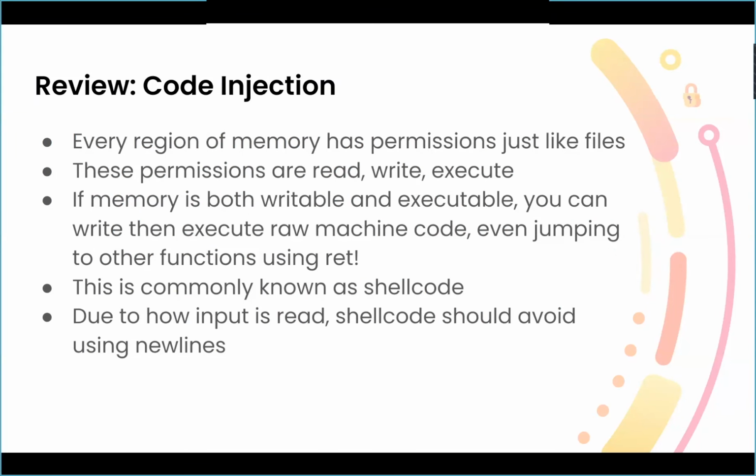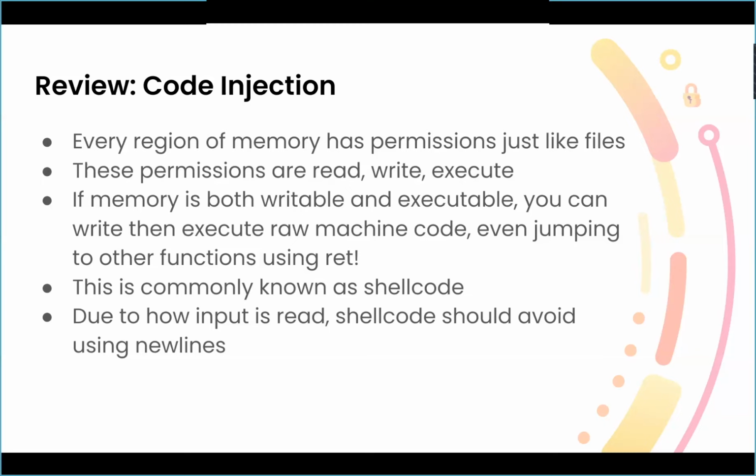And now we're going to cover something known as code injection. To cover what code injection is, we first have to cover some background information on how x86 execution works. Every region of memory has permissions, just like files. This is kind of weird to think about, right? But with a 64-bit system, addresses are 8 bytes, so there are 2 to the 64 addressable bytes of memory.